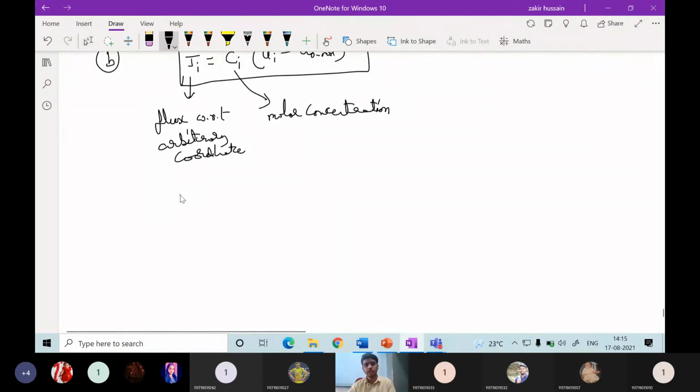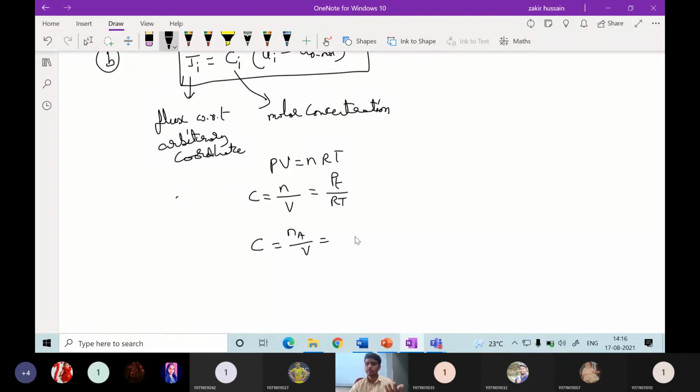So how to estimate a molar concentration? Since this is gases only, we can use PV is equal to nRT. So N by V, moles per unit volume, is nothing but P by RT. That is total concentration, PT by RT. If this is for component A, how can we write that? Ca is equal to Na by V is equal to Pa by RT. For total concentration, C is equal to N by V, PT by RT we have to write.